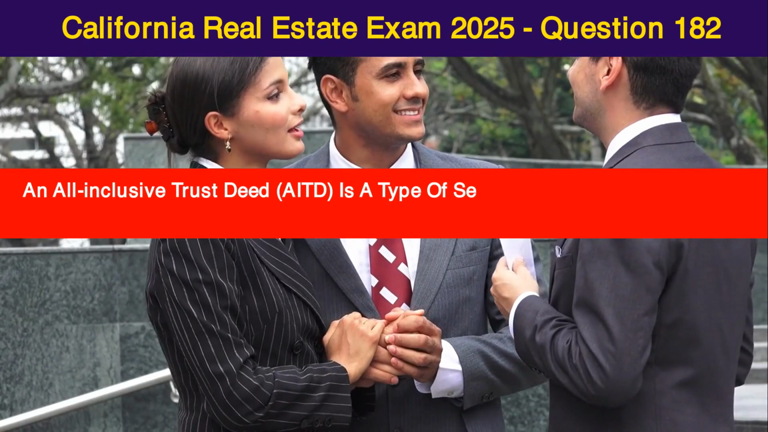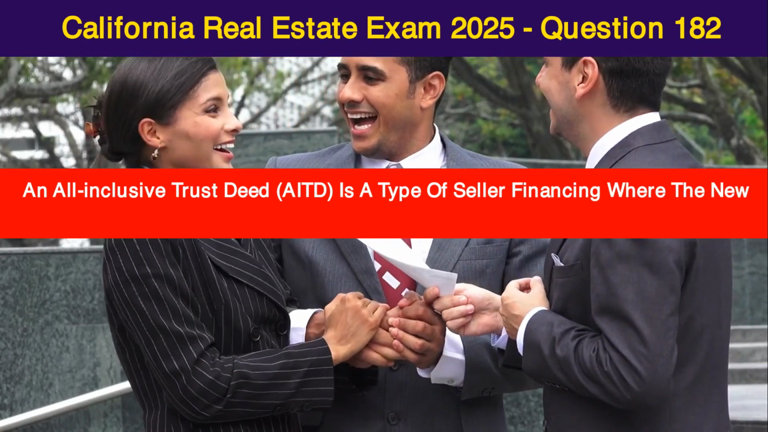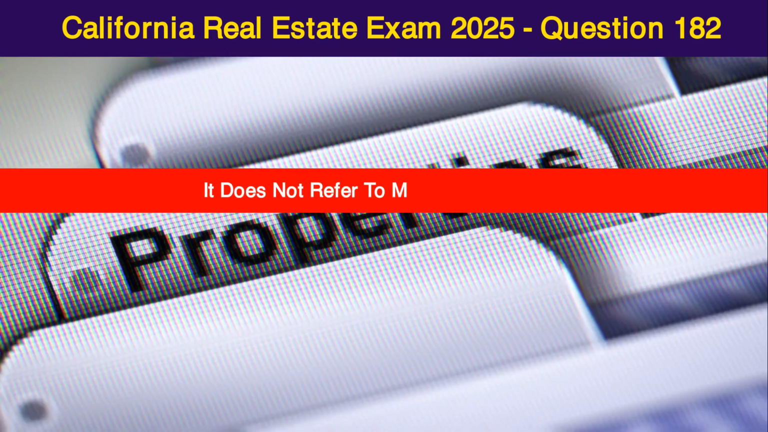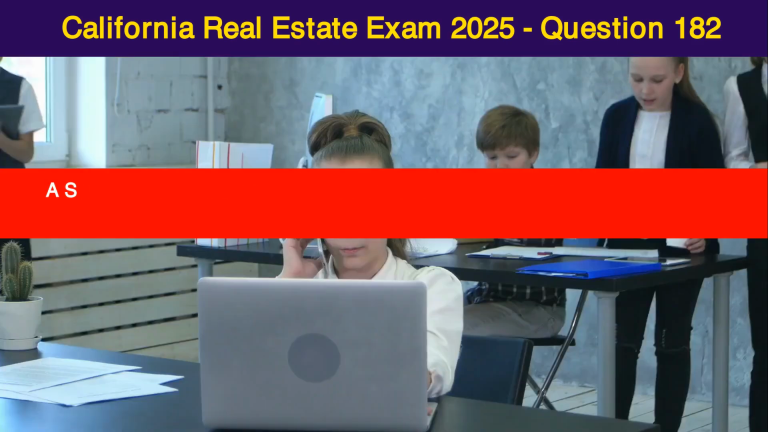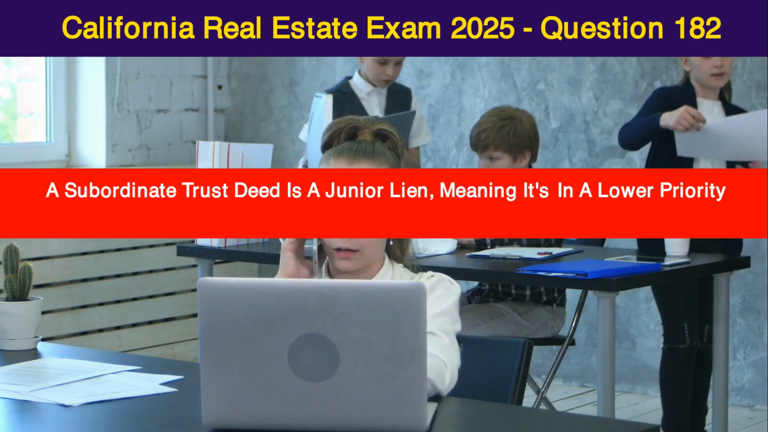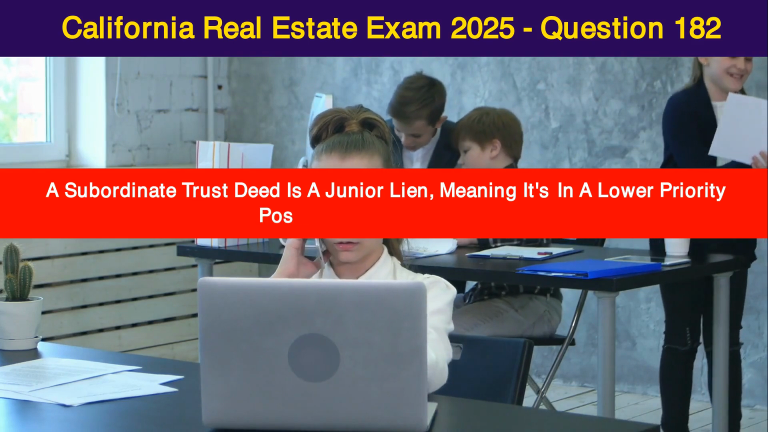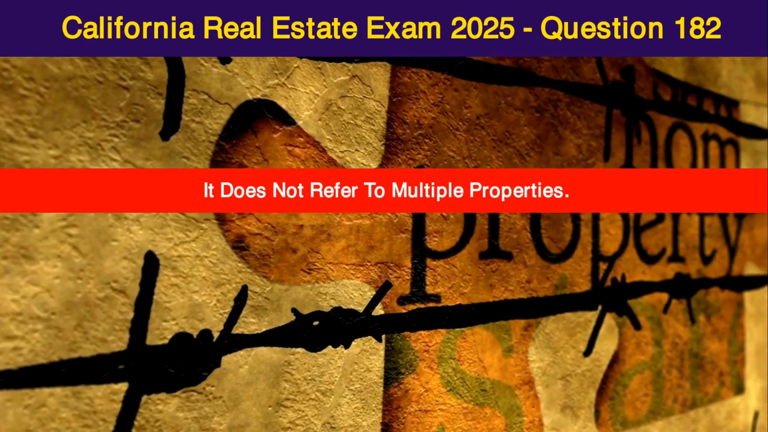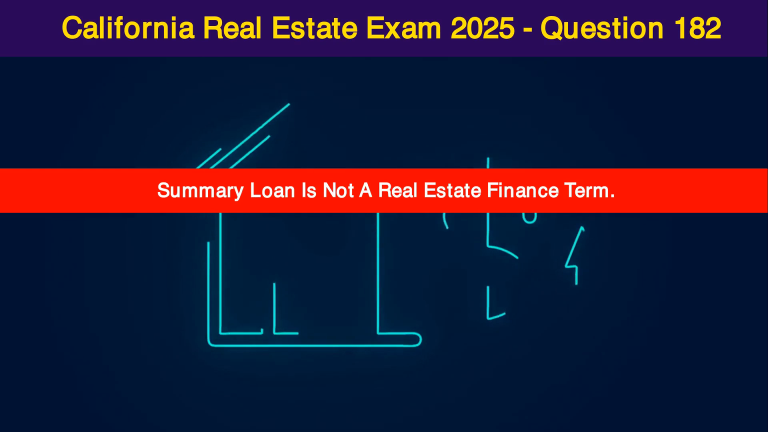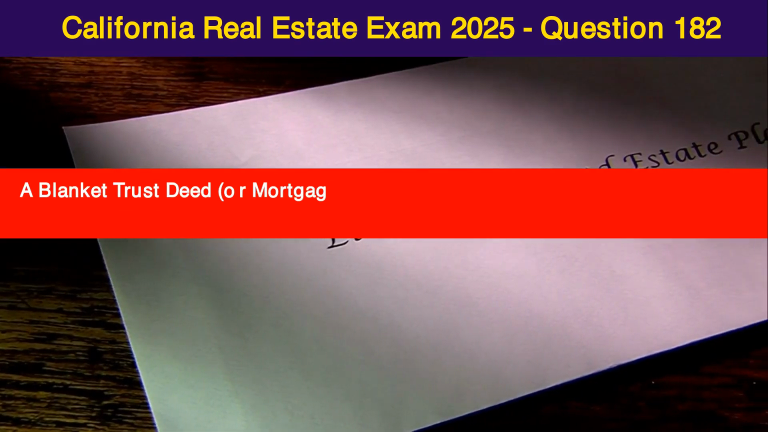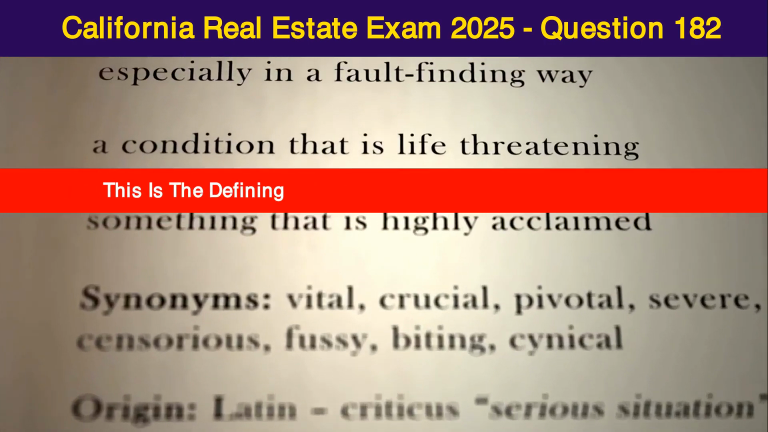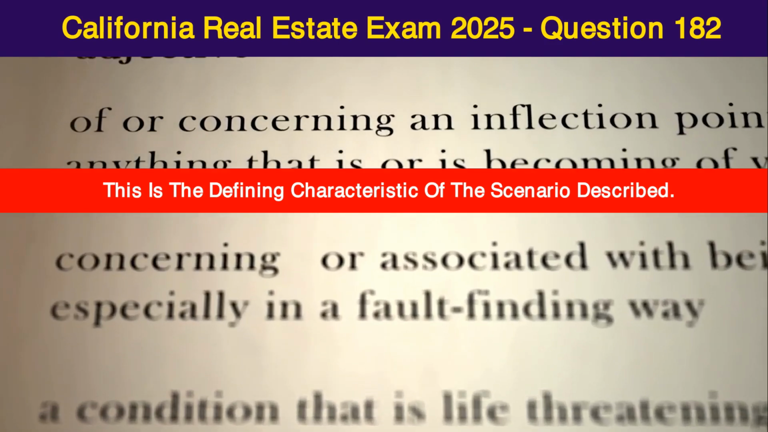An all-inclusive trust deed, AITD, is a type of seller financing where the new loan wraps around an existing loan. It does not refer to multiple properties. A subordinate trust deed is a junior lien, meaning it's in a lower priority position than another lien. It does not refer to multiple properties. Summary loan is not a real estate finance term. A blanket trust deed, or mortgage, covers multiple parcels of real property as collateral for a single loan. This is the defining characteristic of the scenario described.